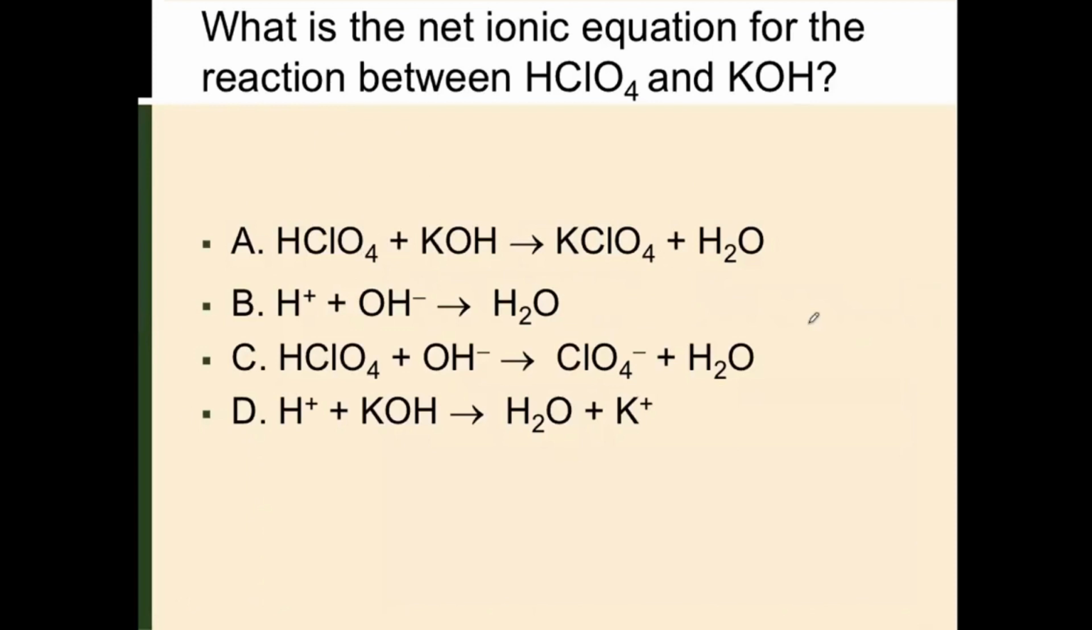So then this one, what is the net ionic equation for the reaction between perchloric acid and potassium hydroxide? So this is the acid and this is the hydroxide. So we have a neutralization reaction here between the acid and the base. So we're being asked, so we know that our starting materials are this one. I could write out just the total ionic equation.